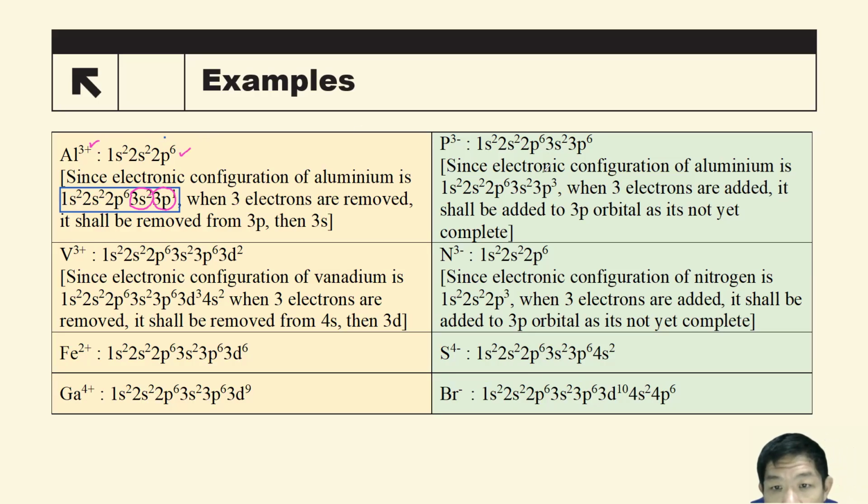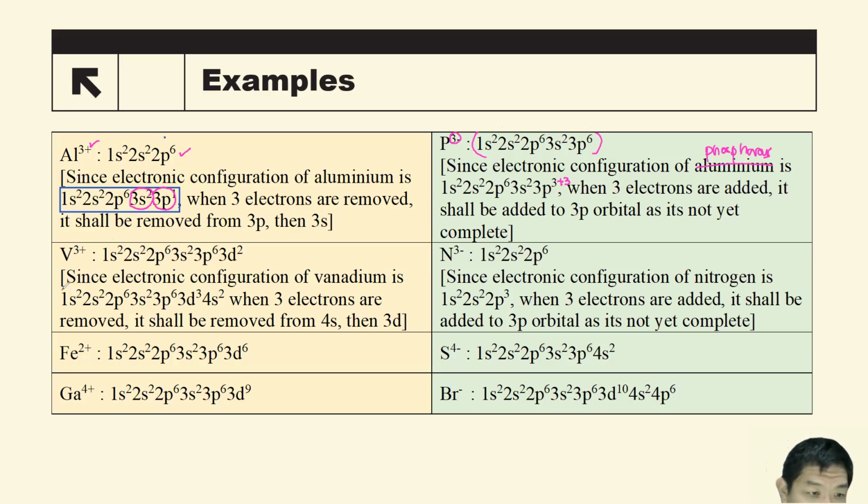Similarly, the electronic configuration of phosphorus is 1s2, 2s2, 2p6, 3s2, 3p3. When it becomes P3-, you accept 3 electrons. That is why at the end, you have 1s2, 2s2, 2p6, 3s2, 3p6. Then the next one, vanadium.